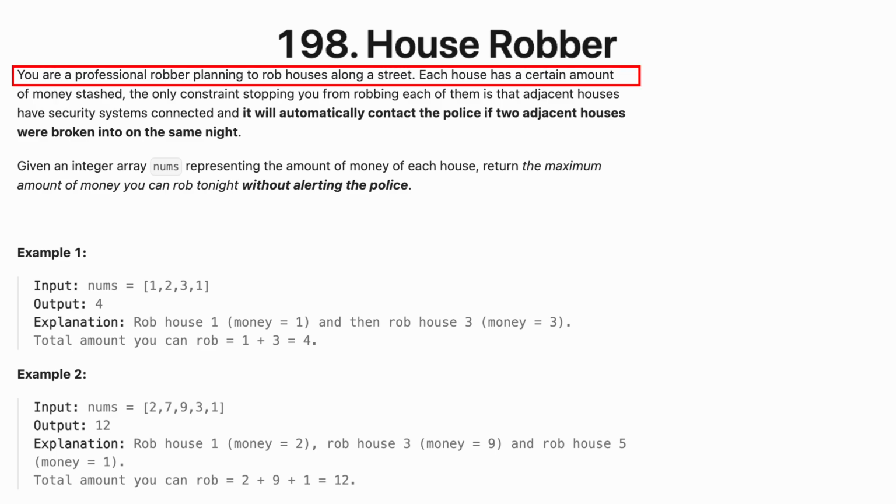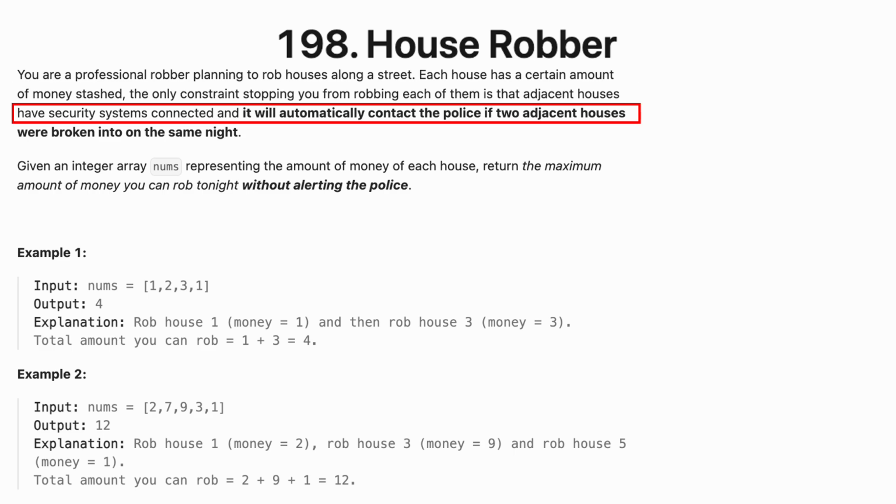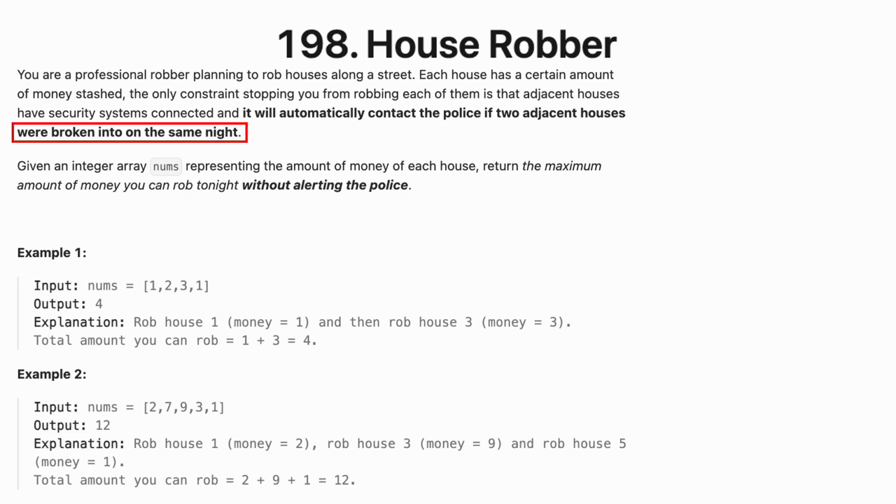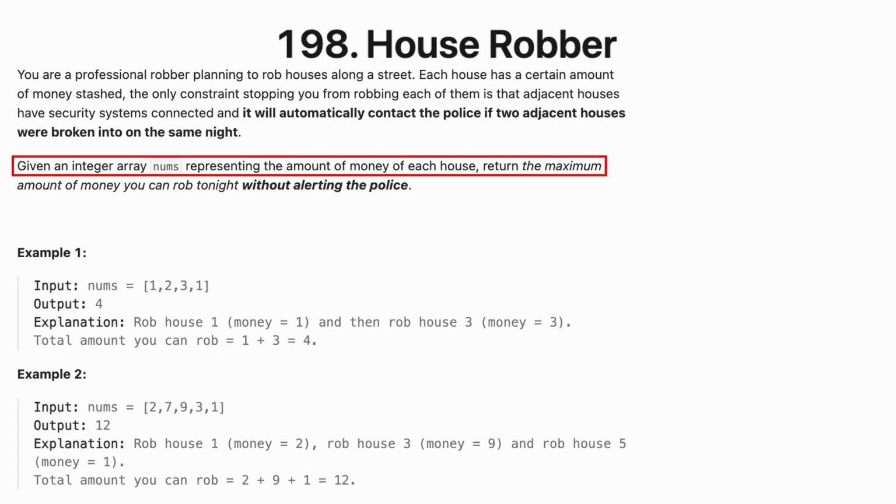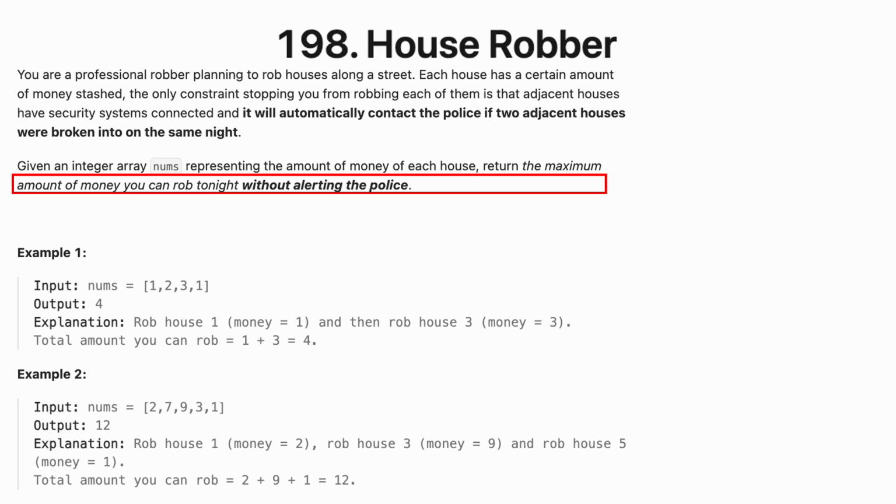You are a professional robber planning to rob houses. Each house has a certain amount of money stashed. The only constraint stopping you from robbing each of them is that adjacent houses have security systems connected, and it will automatically contact the police if two adjacent houses were broken into on the same night. Given an integer array nums representing the amount of money of each house, return the maximum amount of money you can rob tonight without alerting the police.